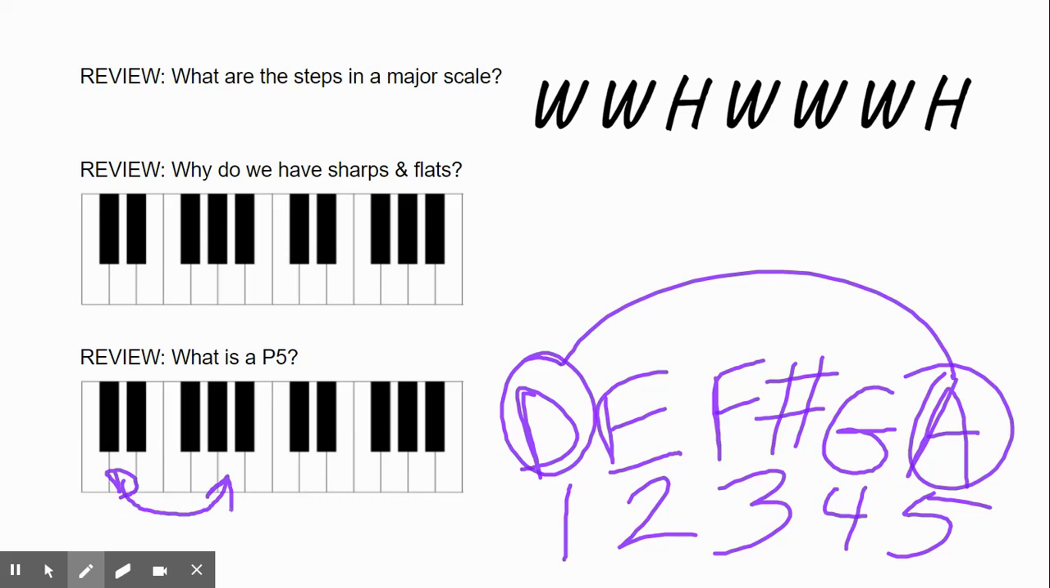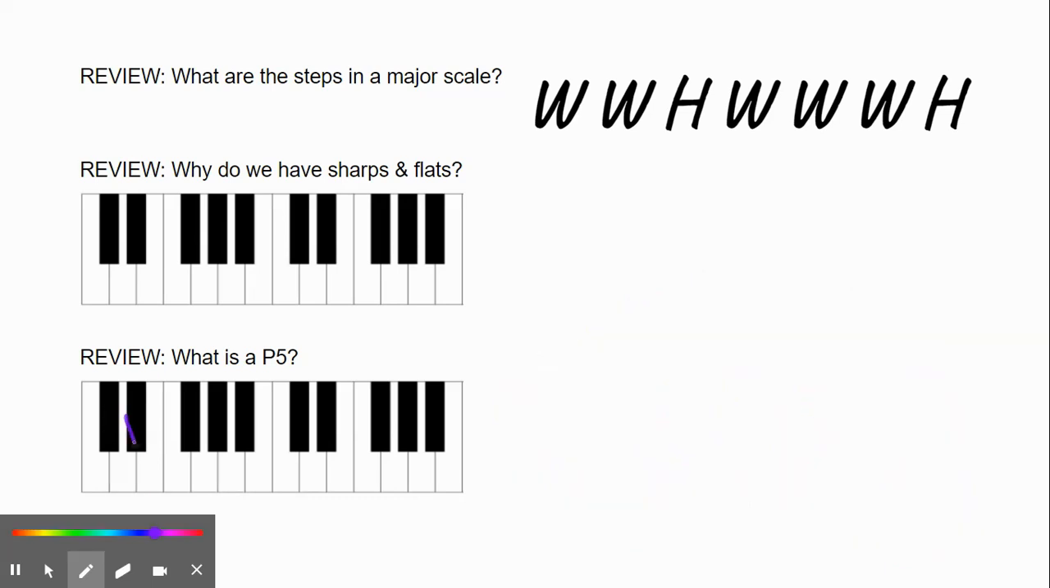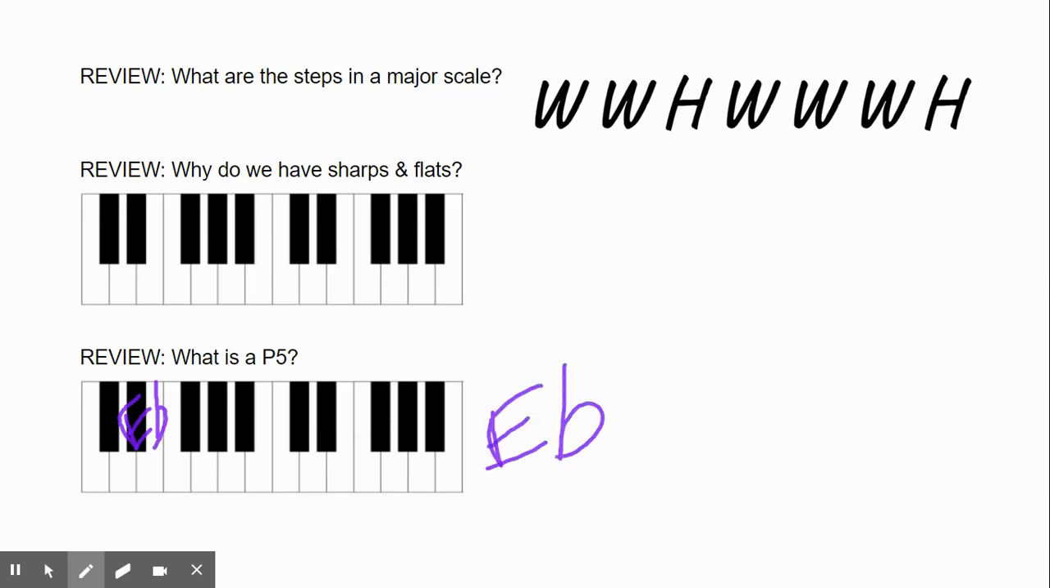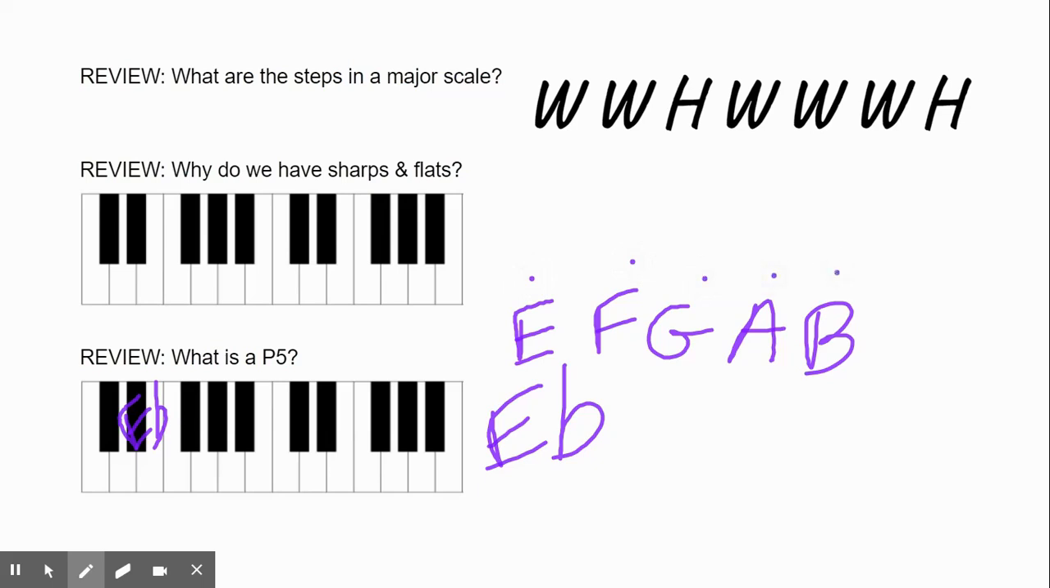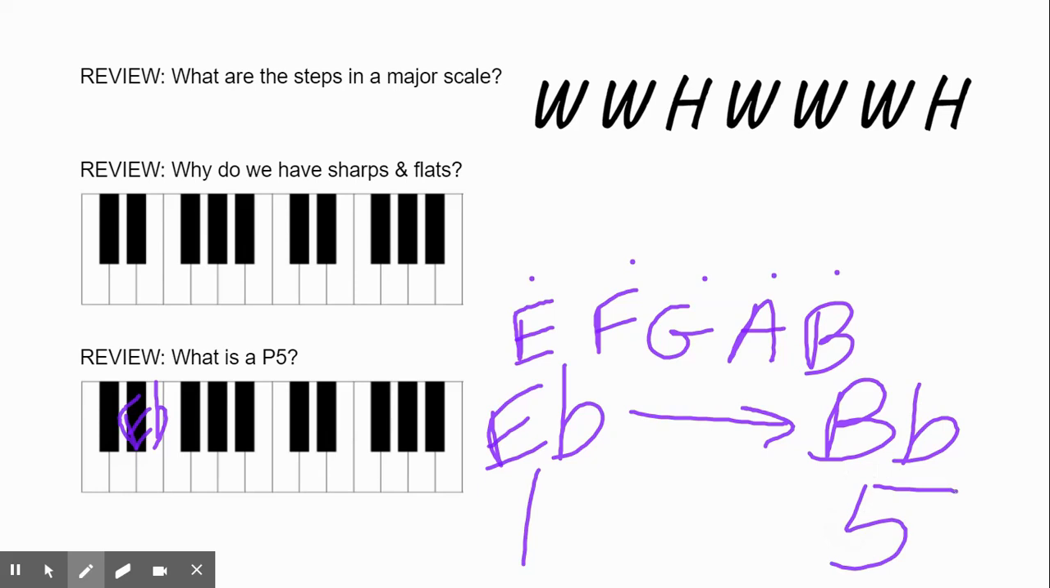That's my perfect fifth. If I were to start on E flat and I go my whole and half steps up, E flat. Let's just count the letters for a second. Forget the flat. E, F, G, A, B. I know this is 1, 2, 3, 4, 5. Those are 5 letters. So if I start on E flat as my first scale degree, I know my fifth scale degree is going to be B flat. That's what's in the key signature. So E flat to B flat is a perfect fifth.